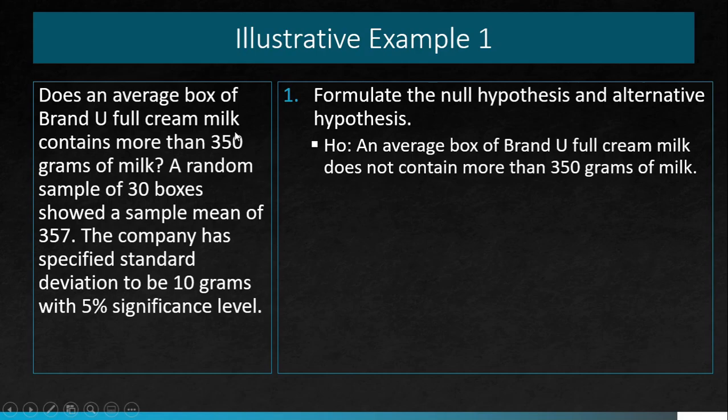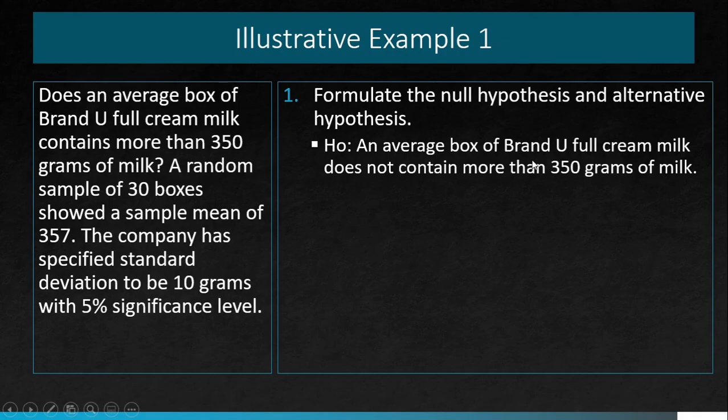To put it simply, the expected amount of milk in an average box of brand new full cream milk is 350. That's why for our null hypothesis, we will state that the content of an average box of brand new full cream milk is still 350. Meaning it does not contain more than 350, because that's the expectation.